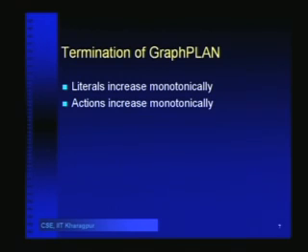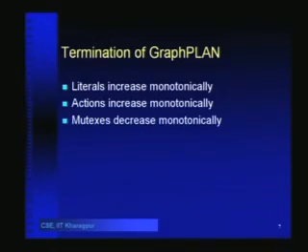Actions increase monotonically. Some action which was not applicable because the set of literals did not contain its precondition can later on become applicable because those literals have now come into the new state. So therefore new actions can become applicable. But again the set of actions that we have is finite. So again that also cannot happen forever. And the third thing is that mutexes decrease monotonically. So something which is currently non-mutex can never become mutex later on, right. So these are the 3 points which ensure that the GraphPlan algorithm will terminate.